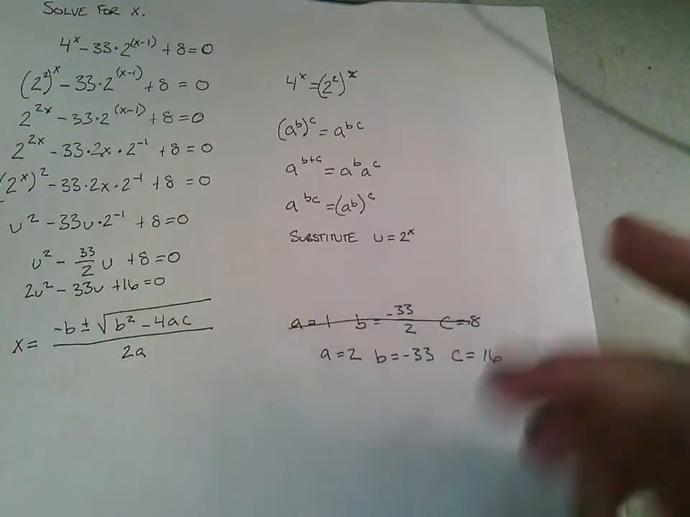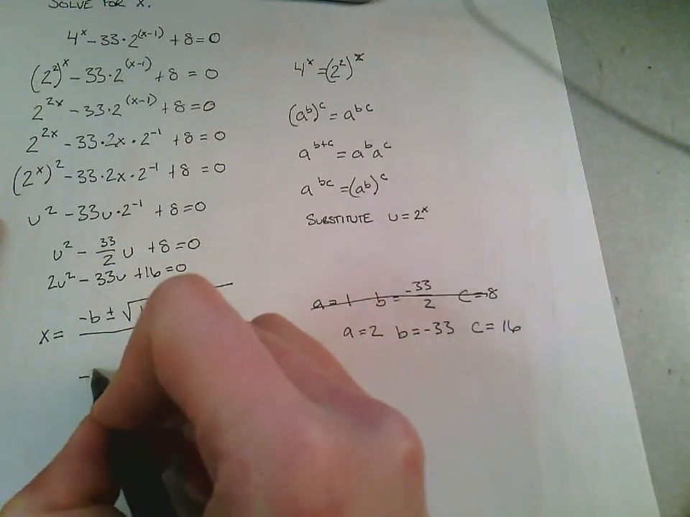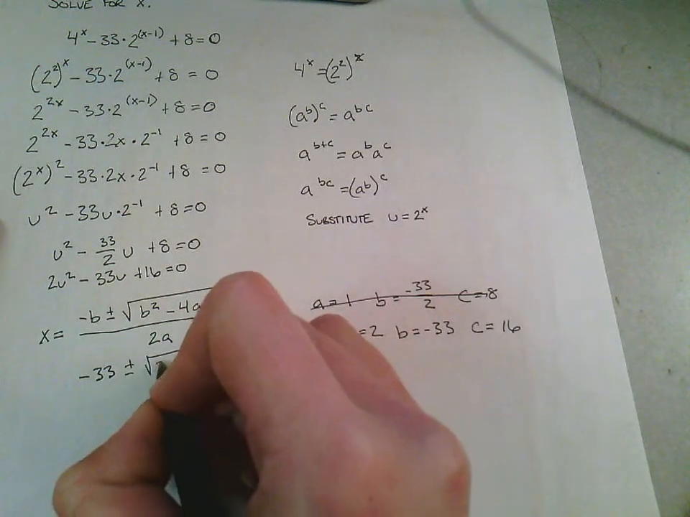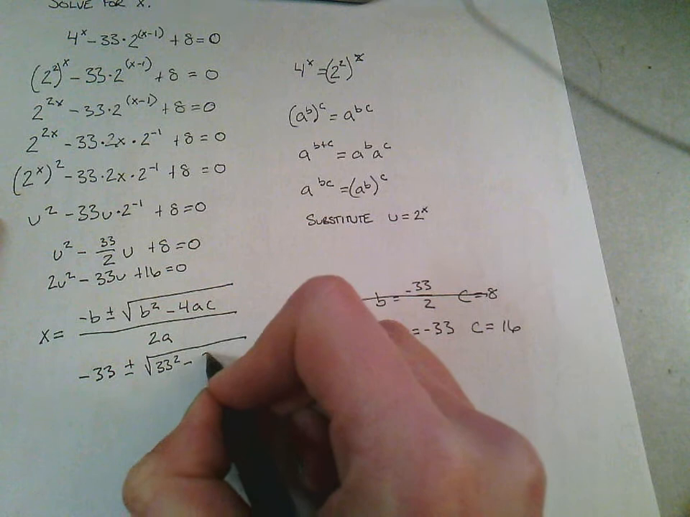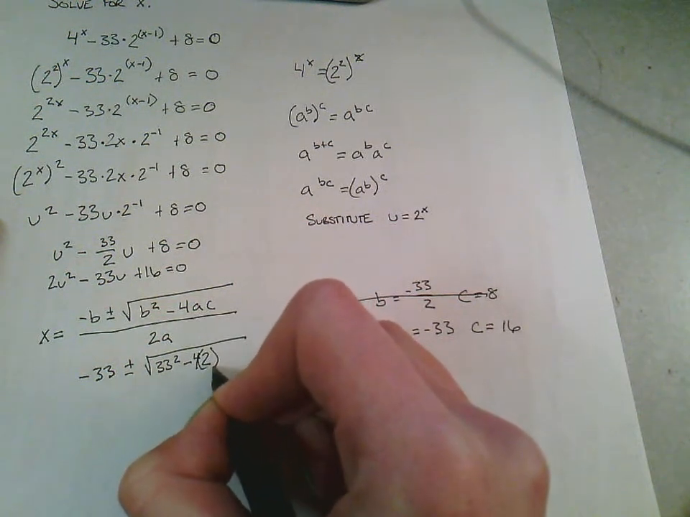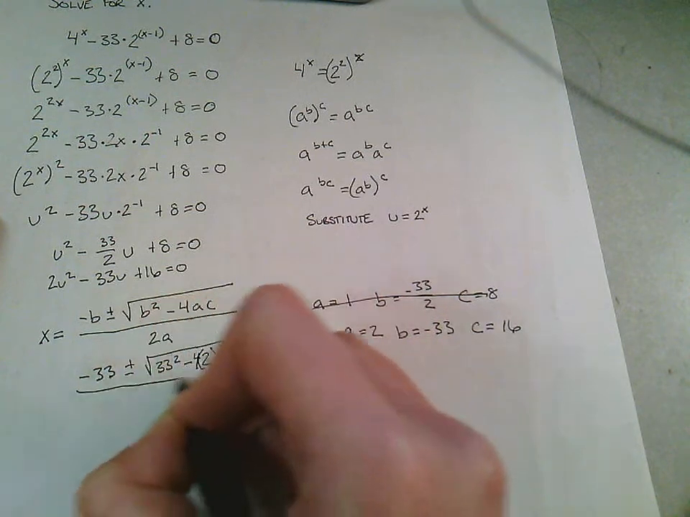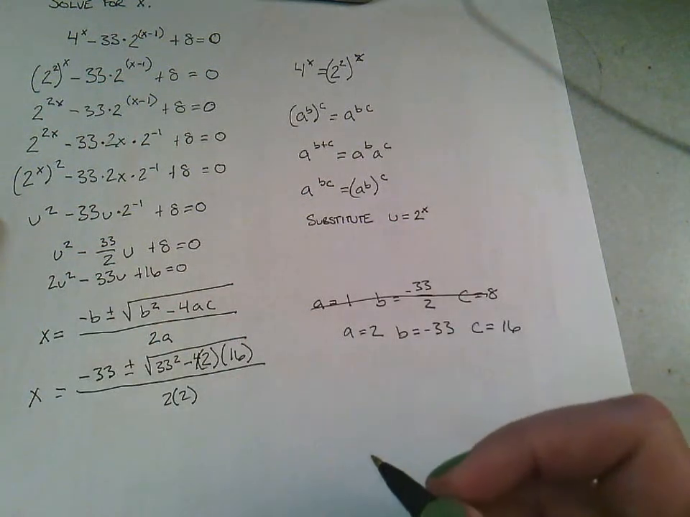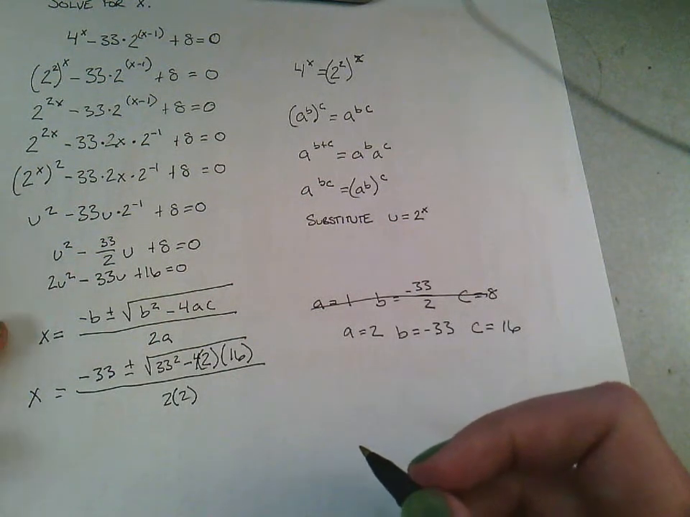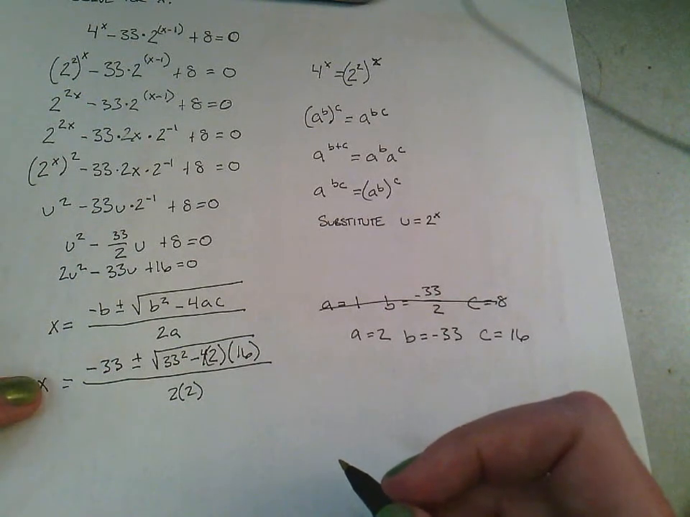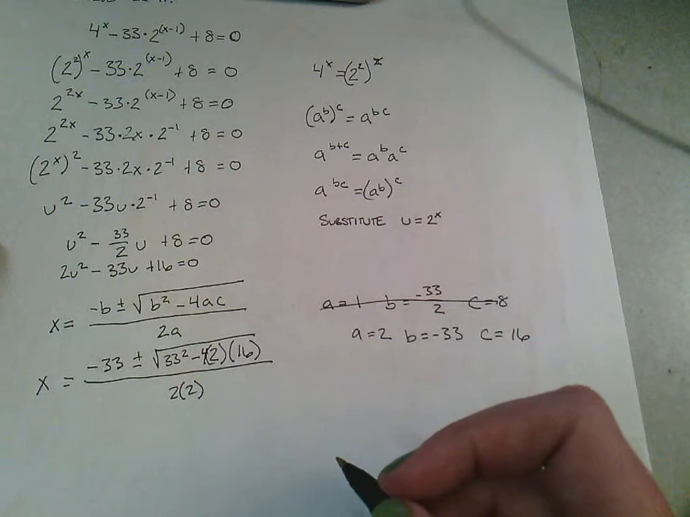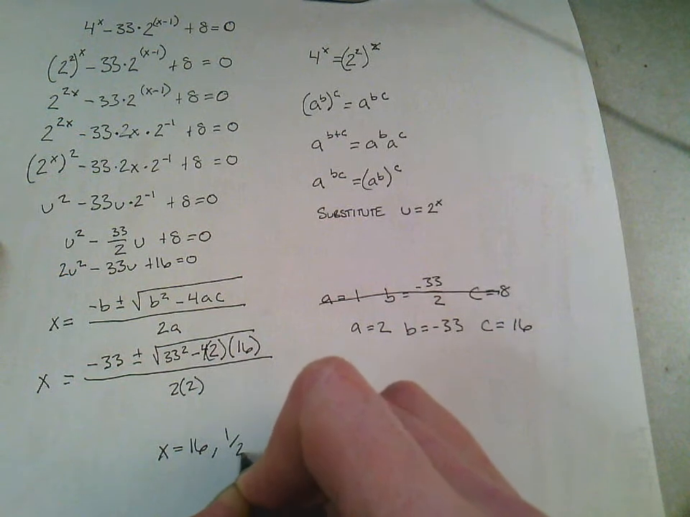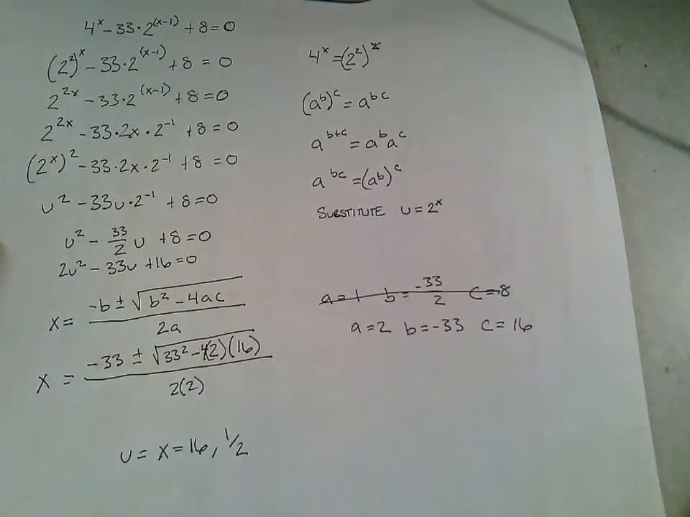Once we do that, we can plug into our equation and have negative 33 plus or minus the square root of 33 squared minus 4 times 2, which is our a, times 16, all of that over 2 times 2. Once you go through with all of that, and I'm sorry I did switch variables here, this is actually u and u. I'm used to using x in this equation. But you will have u equals 16 and 1/2.